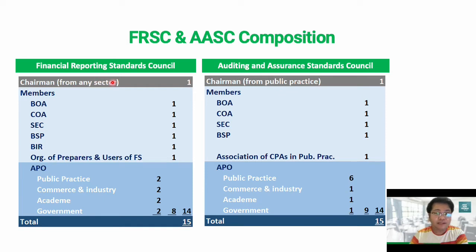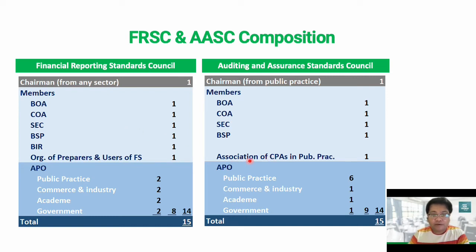sector. Now, unlike in the FRSC, wherein the chairman can be a practitioner from any sector, for AASC it should be from public practice. And then similar to FRSC, there are representatives from various government offices: one from the Board of Accountancy, one from the Commission on Audit, one from the SEC, one from the BSP, but none from the BIR. So that's the difference. In AASC, there's no representation from the BIR, which there is in FRSC.